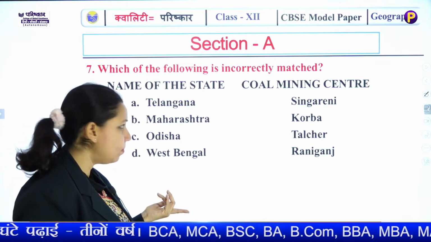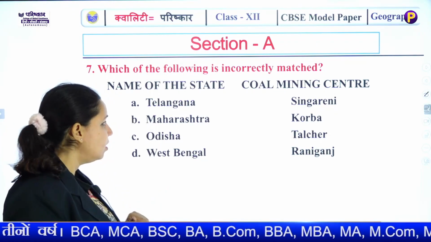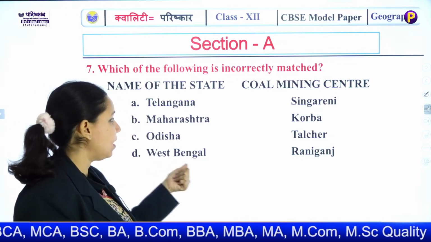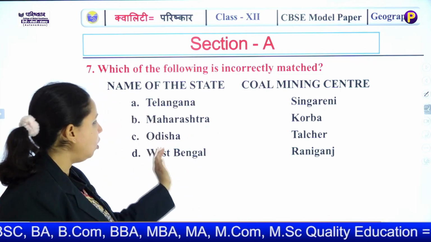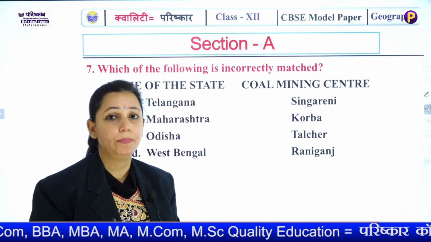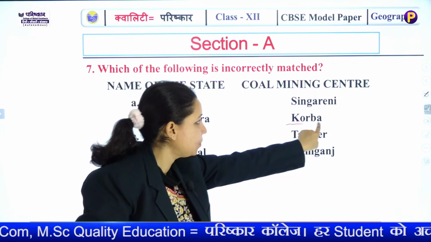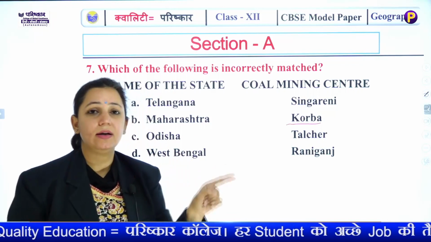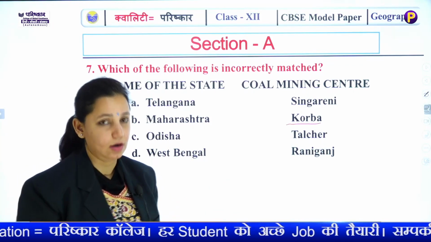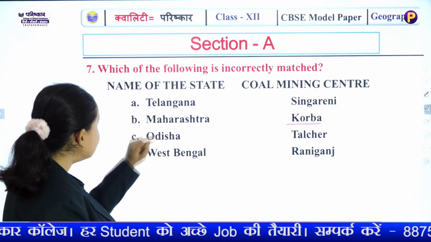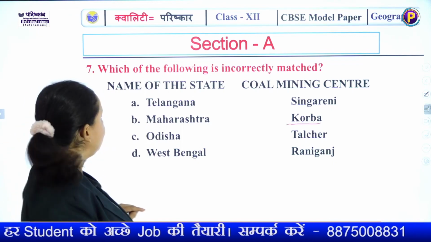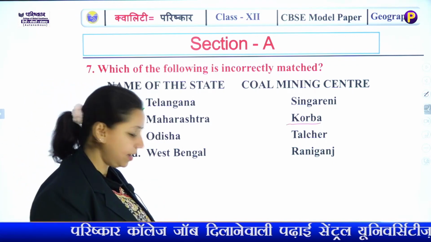Maharashtra, Korba, Odisha, Talcher, West Bengal, Raniganj. So we all know, if you know your coal fields correctly, you all know that Korba coal field is situated in the state of Chhattisgarh. So our answer in this question will be D, Maharashtra, right?